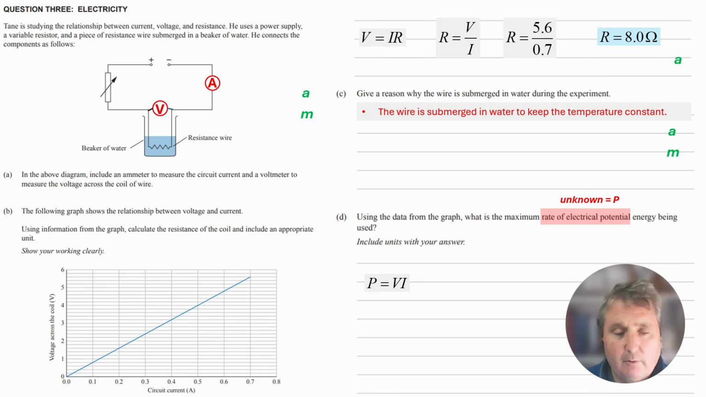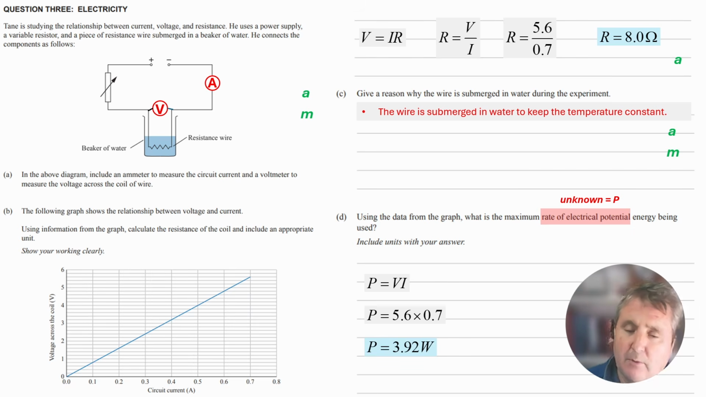And if we look at this graph, then obviously the maximum voltage we get to on this graph is 5.6, and the maximum current is 0.7. So we go 5.6 times 0.7, and the answer we get is 3.92 watts. That is the maximum power that we get.